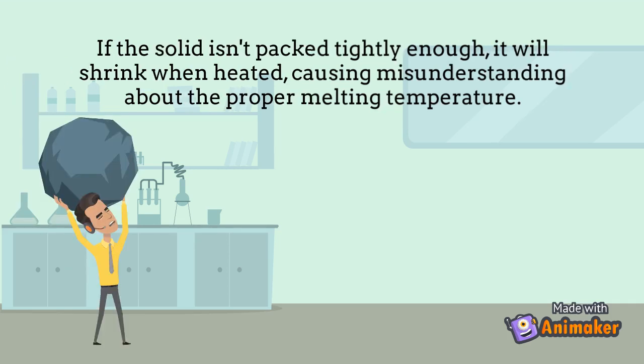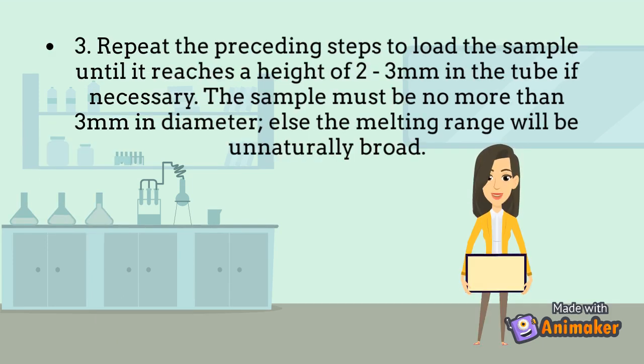If the solid isn't packed tightly enough, it will shrink when heated, causing confusion about the proper melting temperature. Repeat the preceding steps to load the sample until it reaches a height of 2 to 3 mm in the tube if necessary. The sample must be no more than 3 mm.